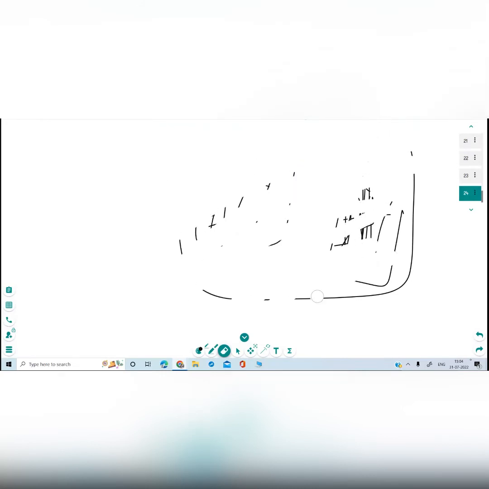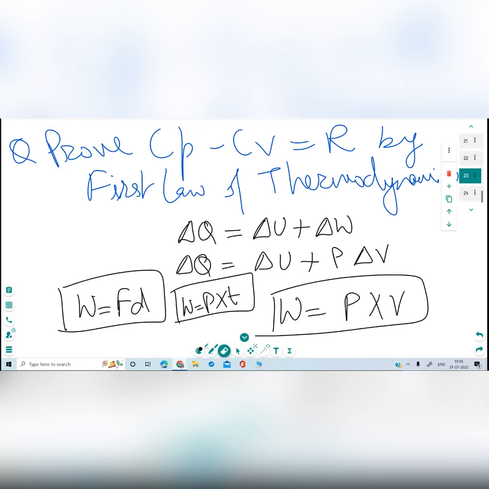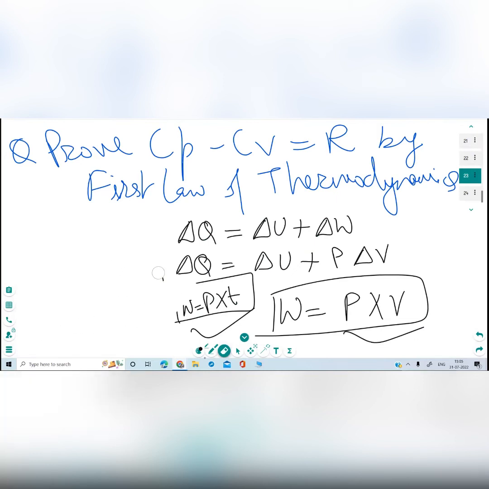So work done is represented in 3 different formulas. Maybe you must have studied them in the starting chapters. If not, you have come to know this way. So this is one: work done is force into displacement. Second is power into time. Third is pressure and volume, PV. Correct? Okay. So now I will rub this and we will take it again back to our proof.